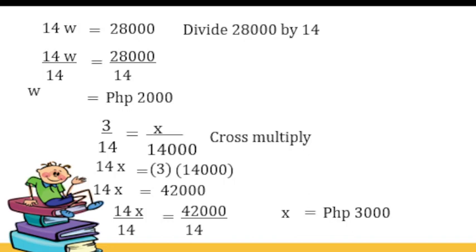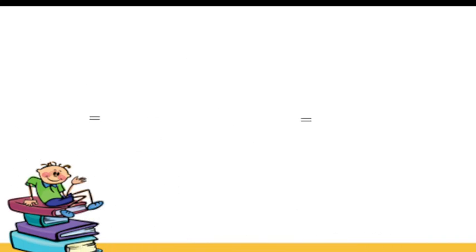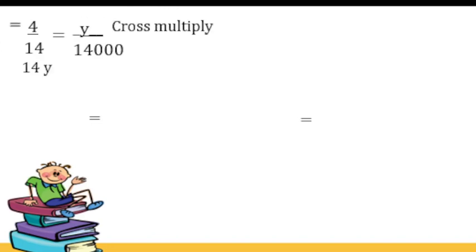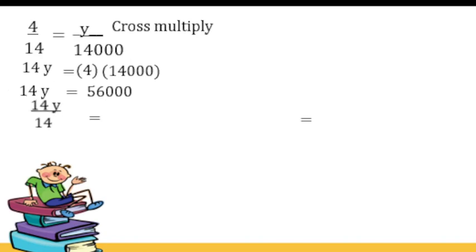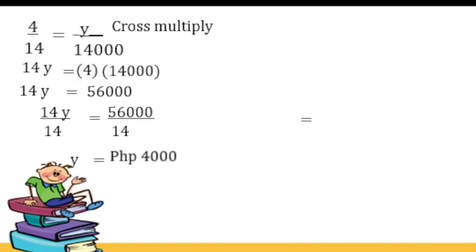Okay, next we have to solve for Ines and Senaida's share. For Ines first, of course, you write the ratio 4 over 14 as Y over 14,000, cross multiply. So you have 14Y is equal to 4 times 14,000, which is 56,000. Then divide by 14, cancel 14 and 14, so Y is equal to 4,000. So that is the share of Ines.